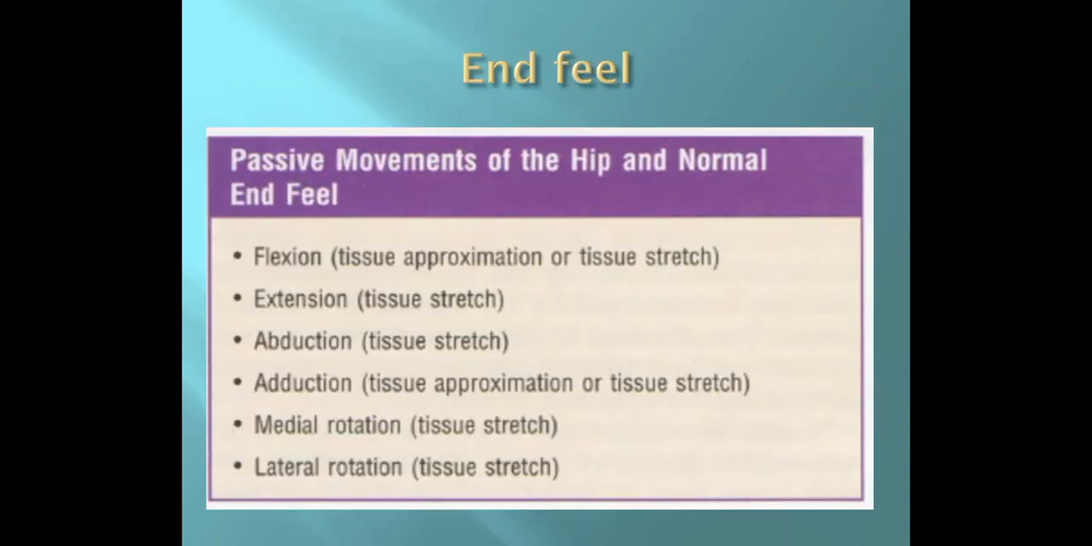So, end feel examination: passive movements of the hip and normal end feel. Hip flexion has tissue approximation or tissue stretch. Hip extension has tissue stretch end feel. Hip abduction has tissue stretch. Hip adduction has tissue approximation or tissue stretch. Medial rotation end feel is tissue stretch, and lateral rotation end feel is again tissue stretch.